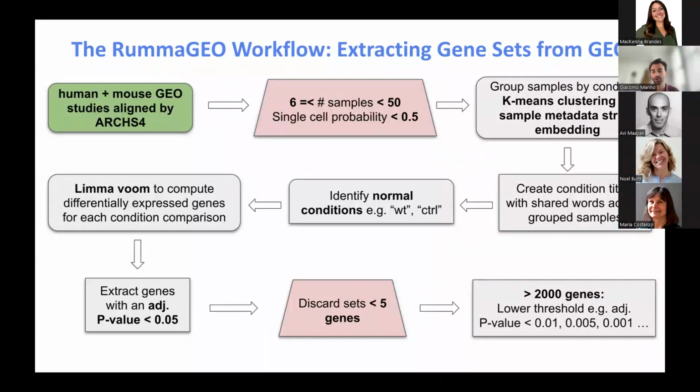After this, we can look and see if we find any keywords that would denote a normal condition, such as wild type, control, and then use limma-voom to actually compute differential gene expression signatures and extract up and down gene sets based on the adjusted p-values. We'll basically just discard sets where there weren't enough significantly differentially expressed genes, so less than 5. And then for those that are greater than 2,000, we actually incrementally lower the threshold to get below that number.